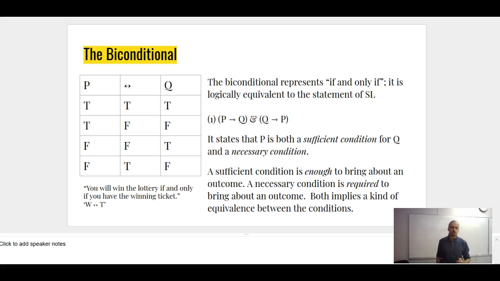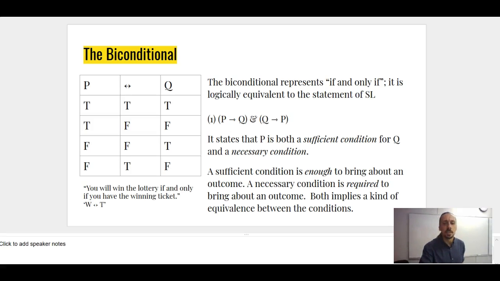The biconditional is also sometimes called if and only if. That's because it's actually logically equivalent to if and only if, as you can see in sentence 1 there. Now, logical equivalence means, roughly, that the main logical operators have the same truth table. They're logically interchangeable, and they mean the same thing in the context of sentential logic. So here's the truth table. P if and only if Q.